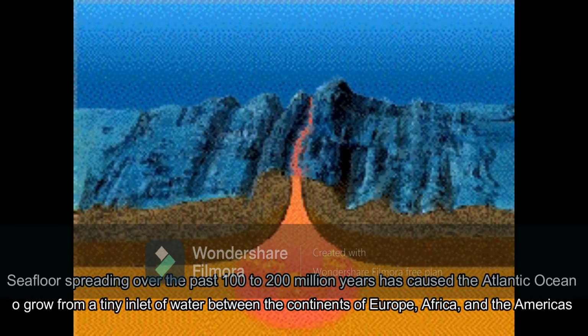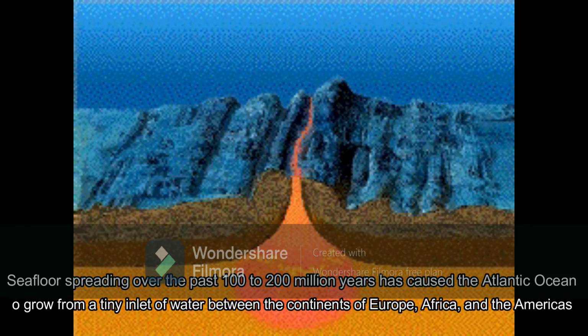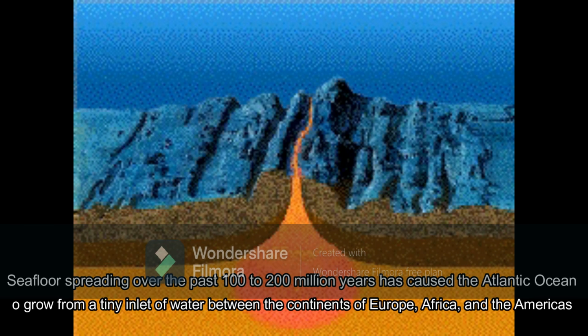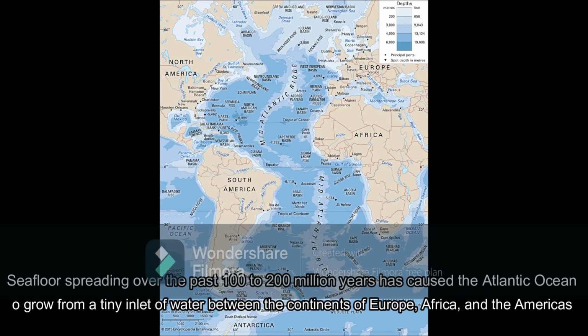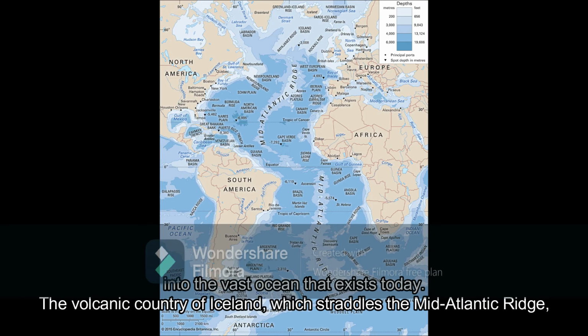Seafloor spreading over the past 100 to 200 million years has caused the Atlantic Ocean to grow from a tiny inlet of water between the continents of Europe, Africa, and the Americas into the vast ocean that exists today.